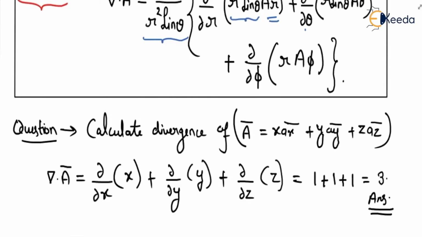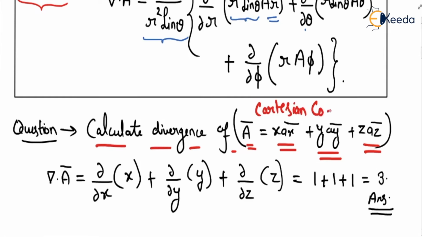Now the question is: calculate the divergence of the vector A, where A vector is equal to x x-hat plus y y-hat plus z z-hat. It is in the Cartesian coordinate system. The vector is given in the Cartesian coordinate system.